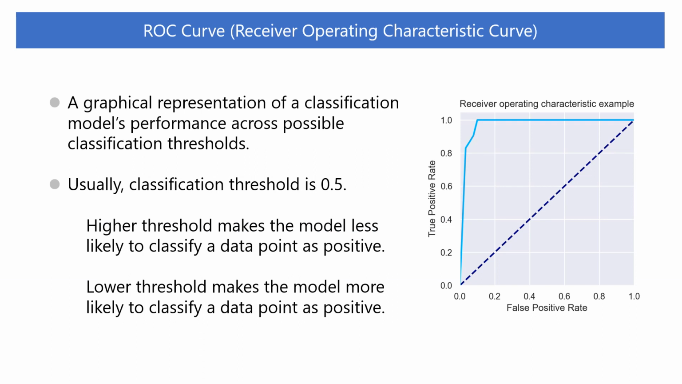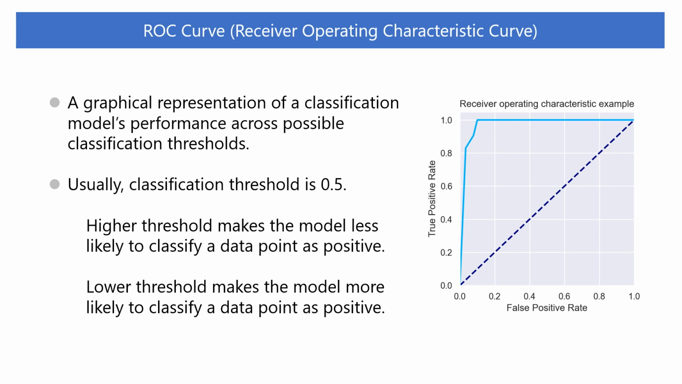ROC curve, Receiver Operating Characteristic Curve, is a graphical representation of a classification model's performance across possible classification thresholds. ROC curve plots two parameters, true positive rate and false positive rate. As you know, true positive rate equals recall, also called sensitivity. The x-axis of our ROC curve represents true positive rate, and the y-axis represents false positive rate. ROC curve is the sky blue curve in this figure.